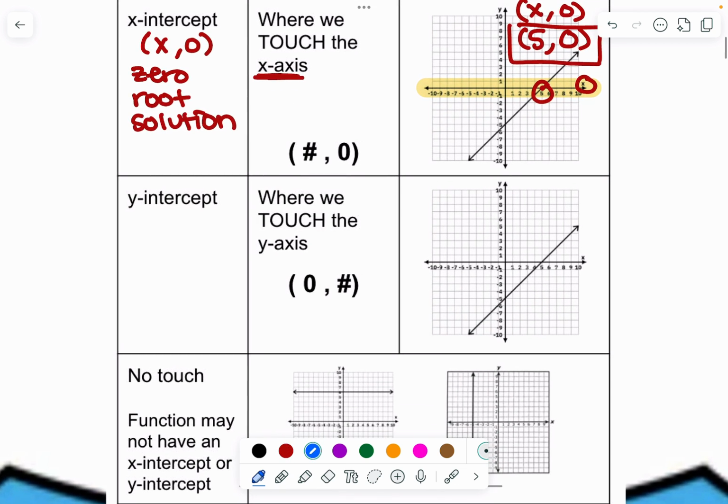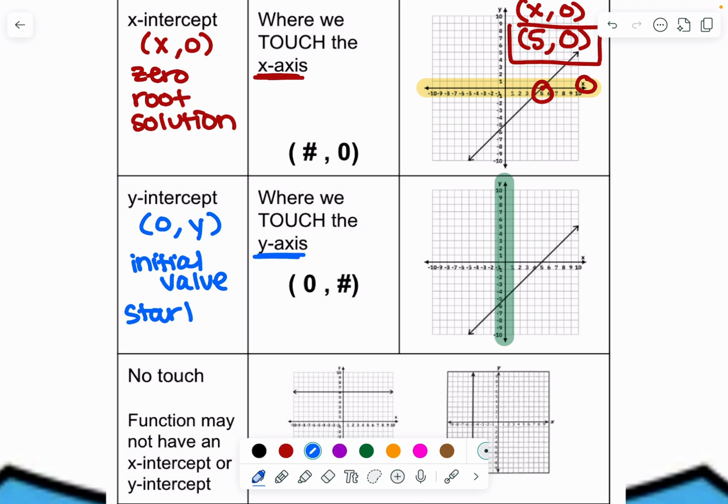Now, if we look at the y-intercept, it's always on the y-axis, which is going to be this axis right here. I have 0, y. So other words that mean y-intercept are initial value and starting value. If you see these words, they mean y-intercept. So when I look here, I see I touch -5. If I'm looking at my y-intercept, I'm going to write it as 0, y. So I have 0, -5, and that's my final answer right there.